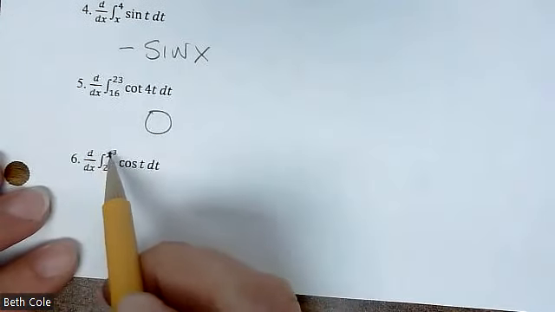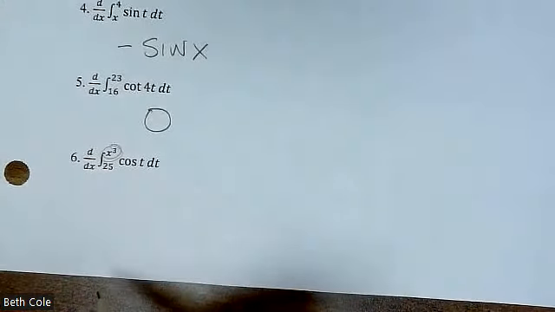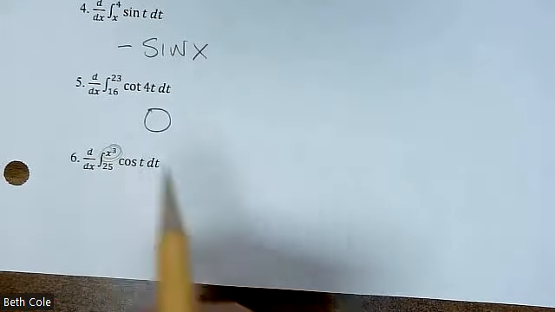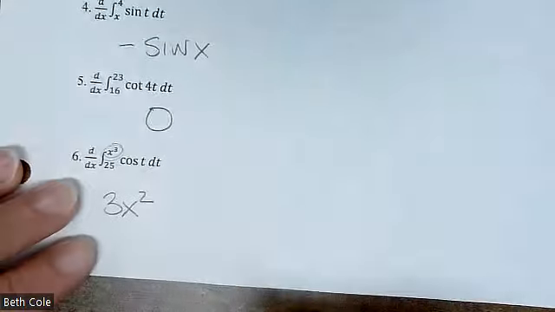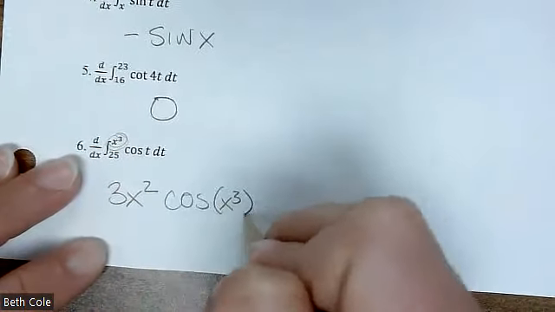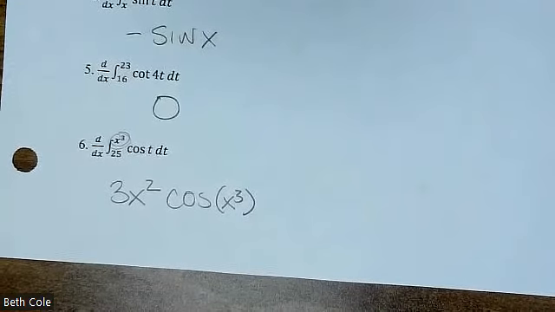All right. Now, do you see how this isn't just x? Yes. You have to chain on the derivative of that. I usually just do it first. Derivative of that would be 3x squared. And then you just take the x cubed and plug it in for t. Yep.